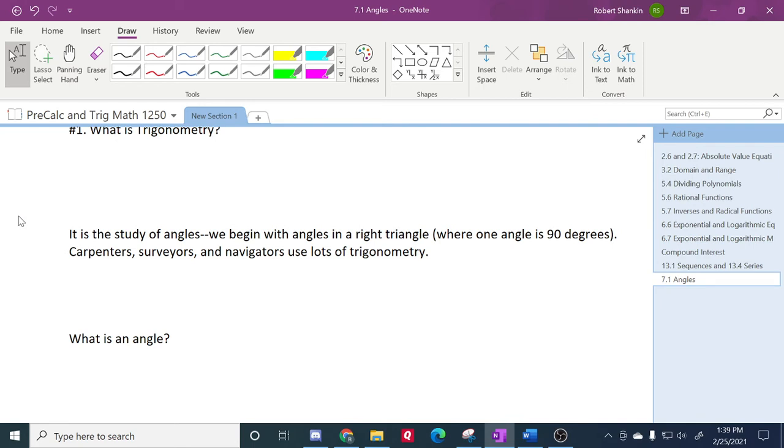All right, and group 1, what do you have? What are some of the possible suggestions for what's an angle?